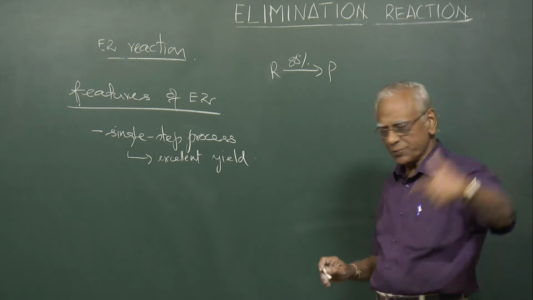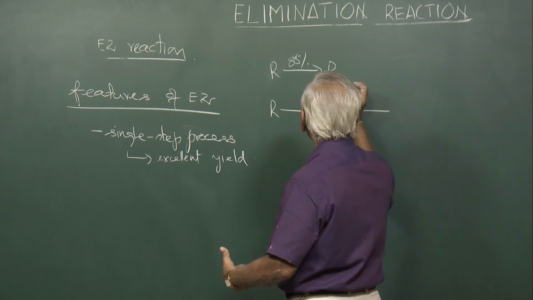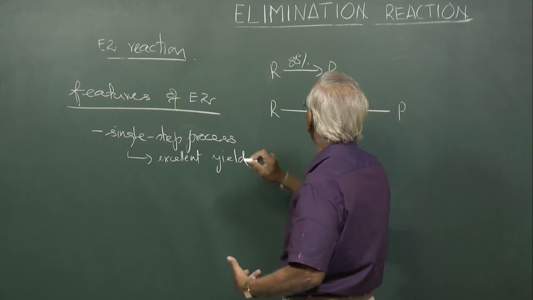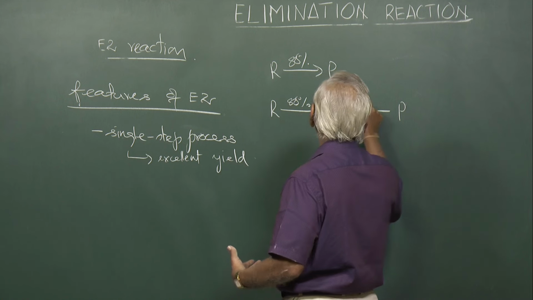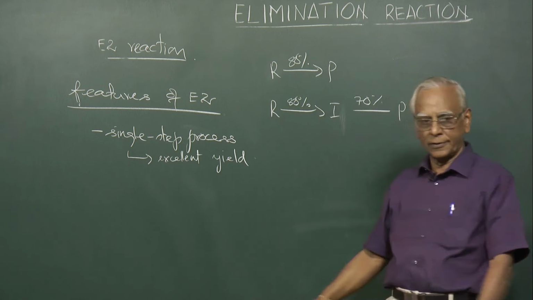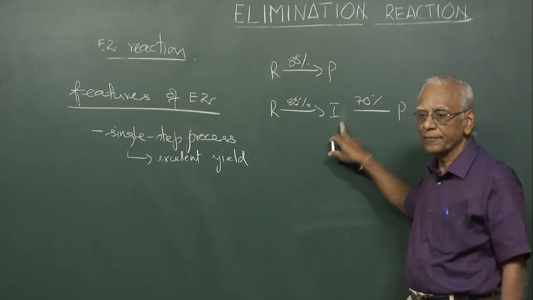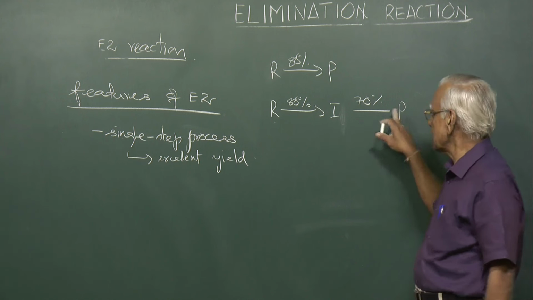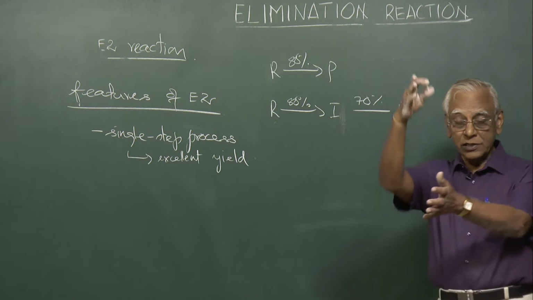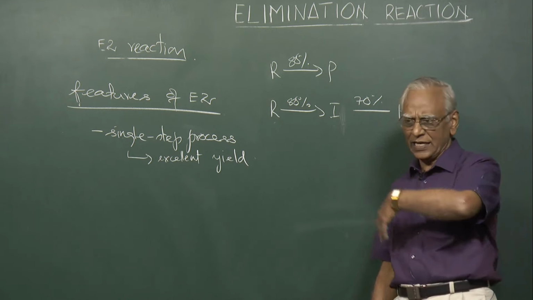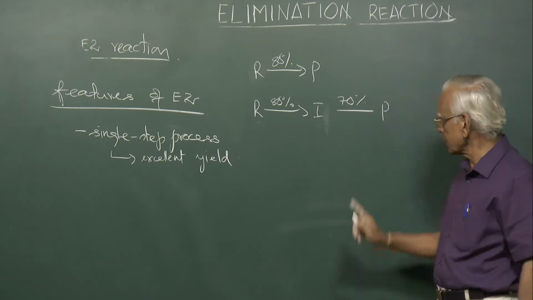Now I take a stepwise process. R is going to be converted to I1 here, an intermediate, and the intermediate is converted into a product. R is converted to I. This is 80% here, and let's say unfortunately the next step is 70% or 60%. It is much less. And what happens? 80% of this, and what should be the next step here? 70% of this is going to be still reduced. The major portion of the compound goes down the drain. So the final yield is going to be reduced.